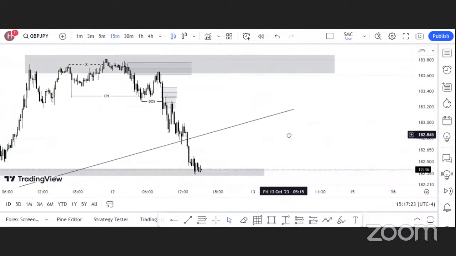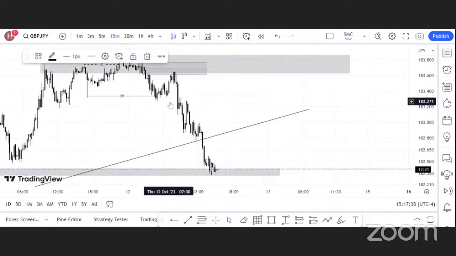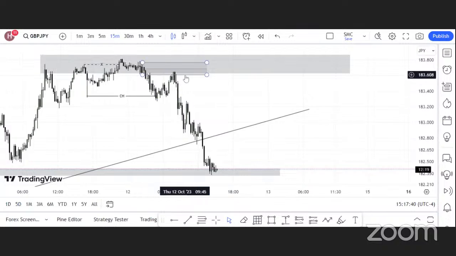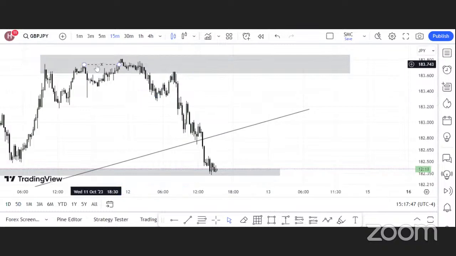Okay, so let's continue with our analysis. Enough of ICT SMC. I don't want to give you guys too much. Honestly, trust me, if you combine this ICT with the normal price action strategy that I'm teaching you guys here, it's going to be a banger.